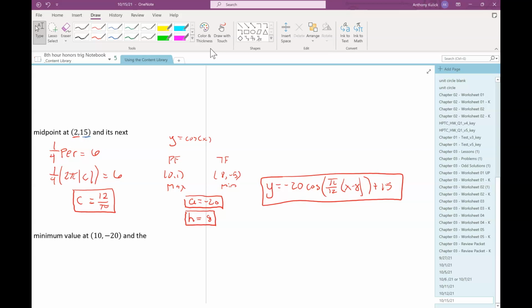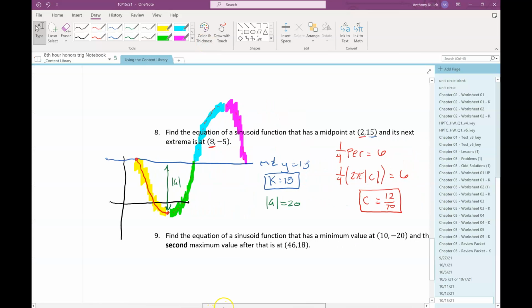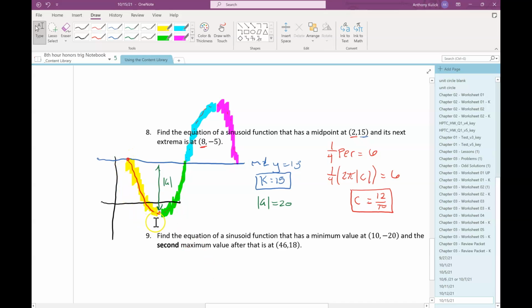What's up, Jordan? What's the 1/4 thing? I don't know how to ask. So what I did is I was looking at my picture. I wanted to figure out how far it was between the two points that I got. Like, how much of a period was that?